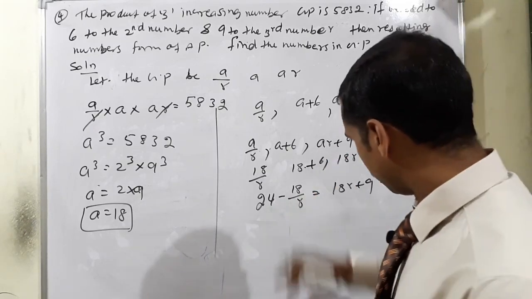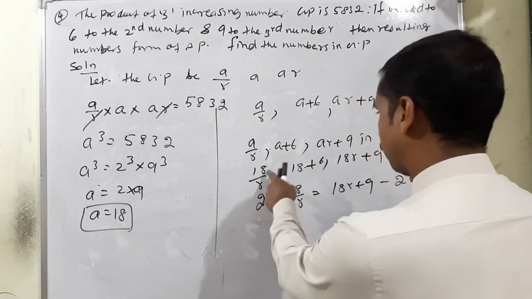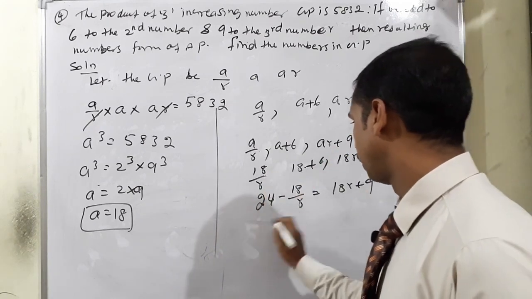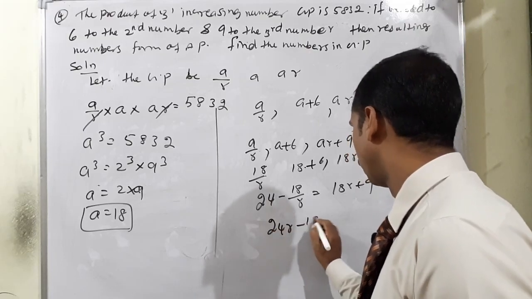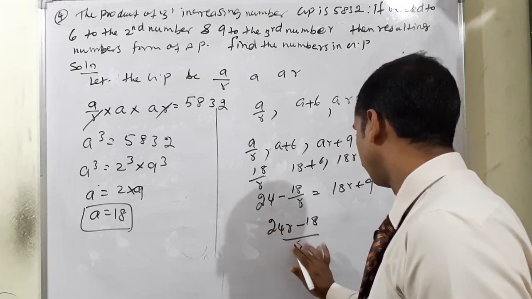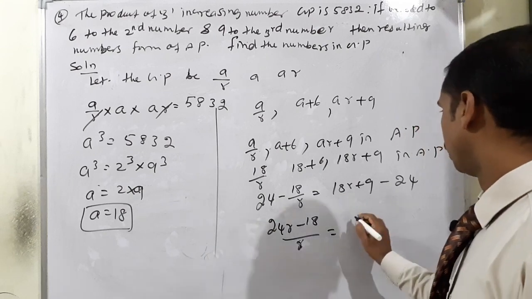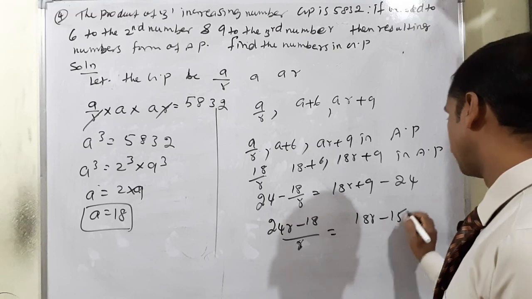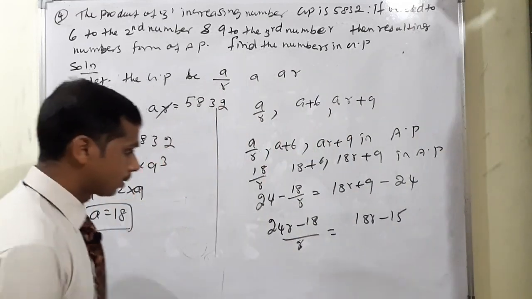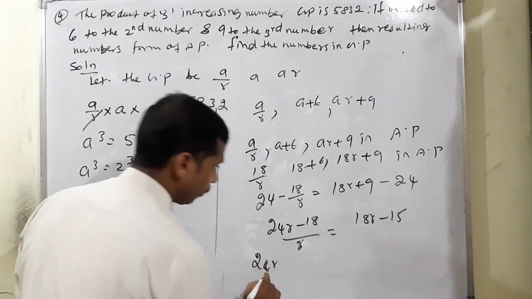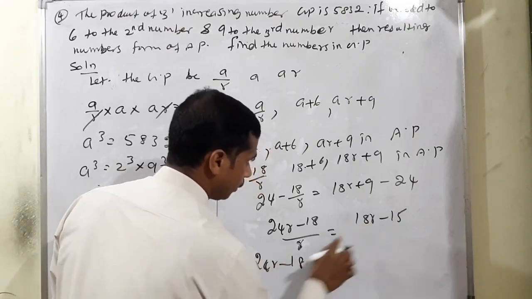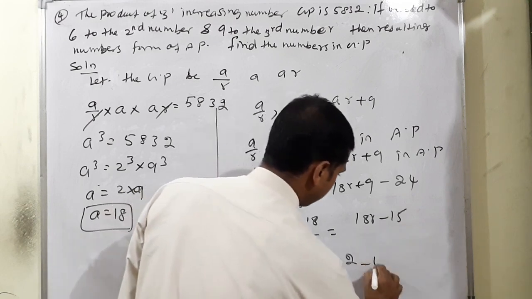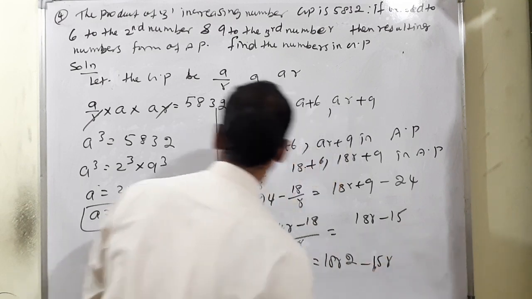Second term minus first term, that is called AP. Now, 24 minus 18 by R, cross multiply: 24 into R means 24R minus 18 by R, is equal to 18R plus 9 minus 24 means minus 15. So, cross multiply: 24R minus 18 is equal to 18R into R means 18R square minus 15R.